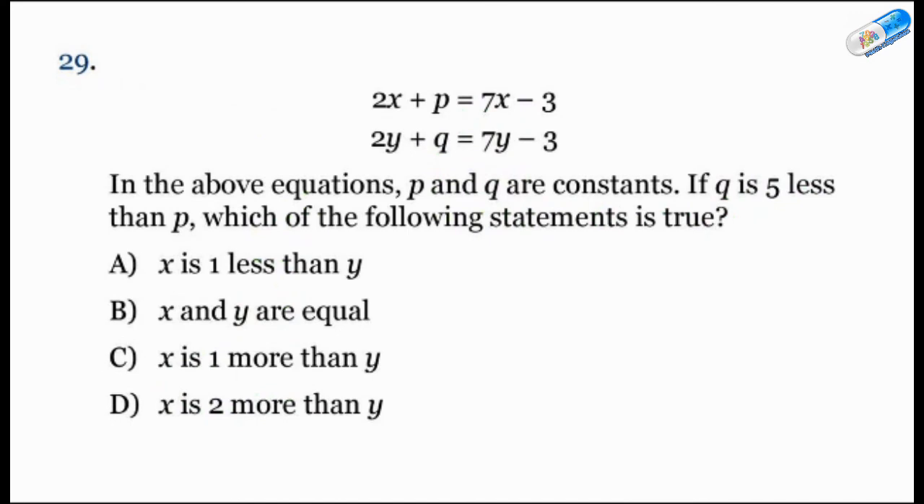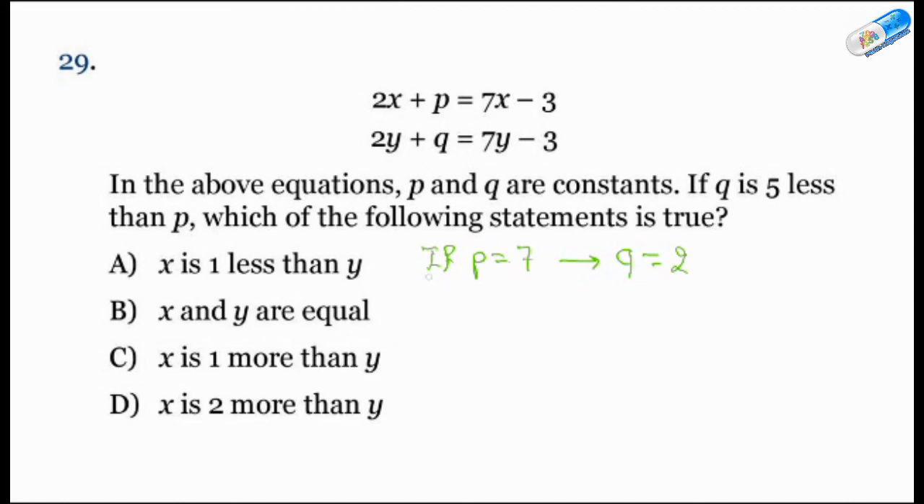2x plus p equals 7x minus 3 and 2y plus q equals 7y minus 3. In the above equations, p and q are constants. If q is 5 less than p, which of the following statements is true? So here let's start with p and q since the relation is given. If p, for example, equals 7 and q is 5 less than p, then this means that q equals 7 minus 5 equals 2. Now plug these values into the equations and solve for x and y.